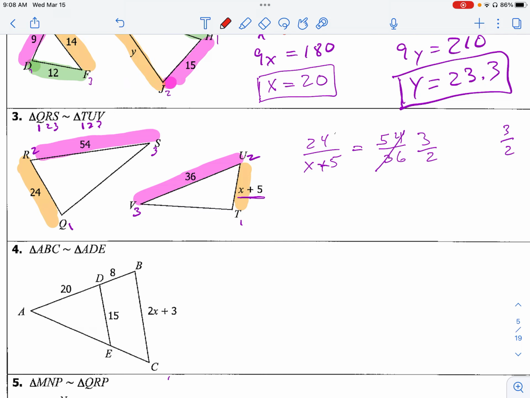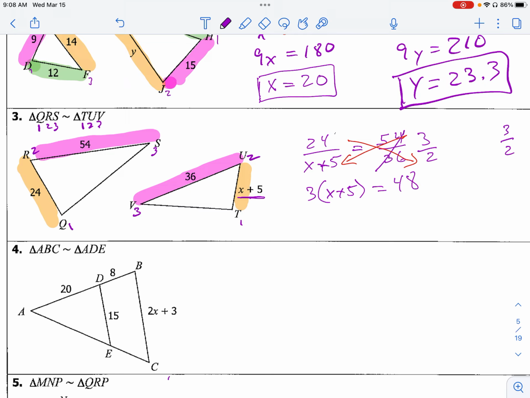Now, you don't have to reduce it, but you can. It's valid. It's within the rules. In this case, 54 and 36 are really big, so let's make it a little bit simpler. So we got 3 times x plus 5 equals 2 times 24, which is 48.